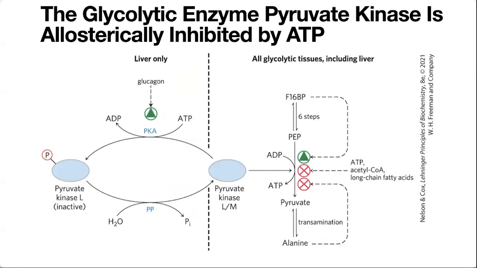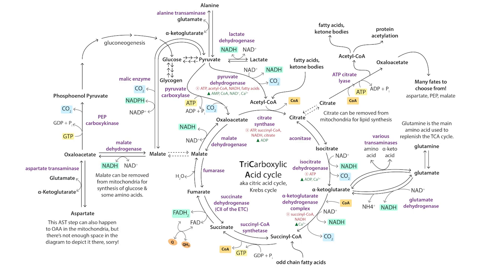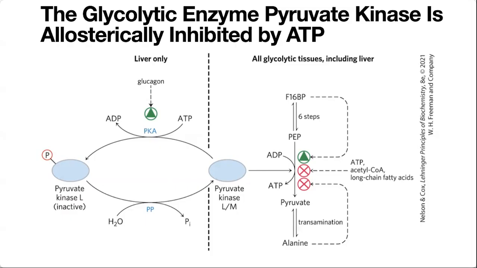In addition to being regulated by ATP, it's also regulated by other downstream things. So it can be regulated by acetyl-CoA. And not only can acetyl-CoA be made from the oxidative decarboxylation of pyruvate, it can also be made from the breakdown of lipids. It can be regulated by alanine, which can be made from pyruvate, and by long-chain fatty acids. Basically, a lot of different signals that we have enough energy. And so let's go and do other things, like make glucose.